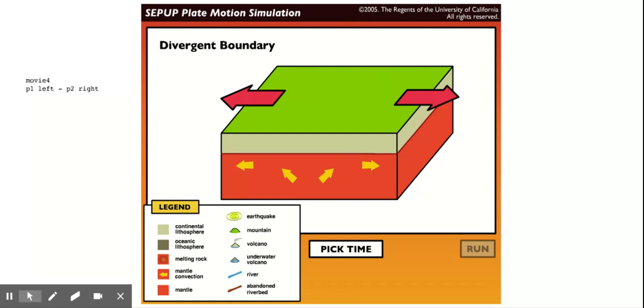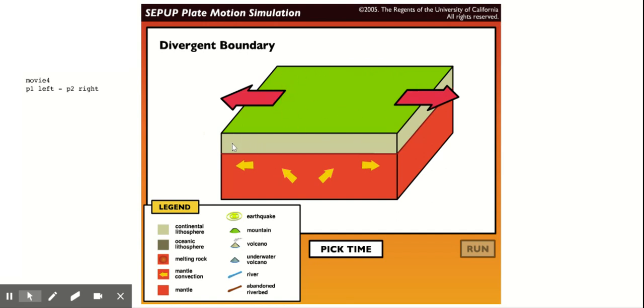All right, guys, we are going to be looking at this model of a divergent plate boundary. As you can see here, we have the arrows indicating which direction the two plates are going. We can see the surface of the Earth, which is all green. That's the surface here of the continent.